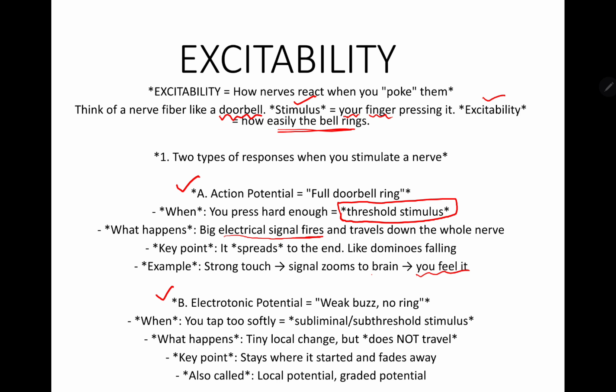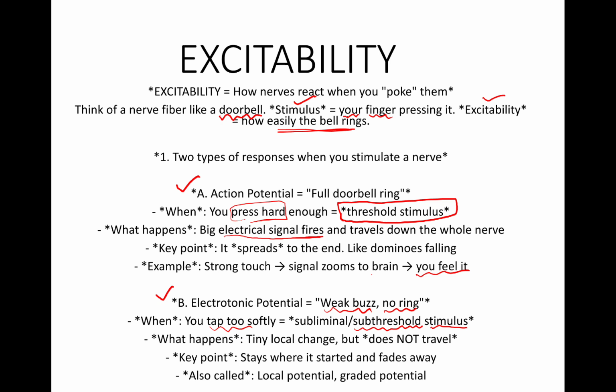Next is electrotonic potential. What is electrotonic potential here? It is a weak buzz, which means no ring. It's just a buzz, it does not ring properly. When you tap it softly, that is the subliminal or subthreshold stimulus. A threshold stimulus causes high excitability, whereas a subthreshold stimulus causes a very low ring, which is less excitability.